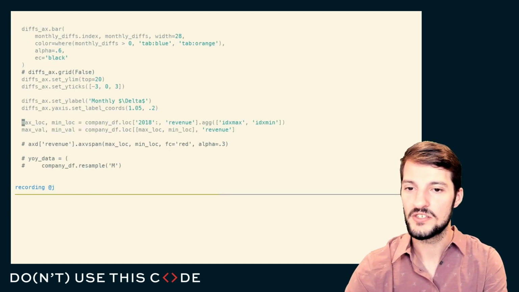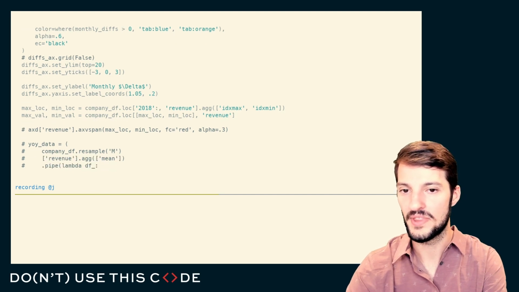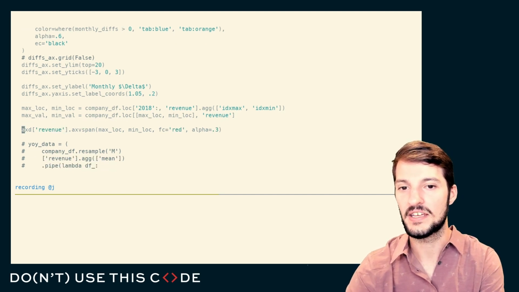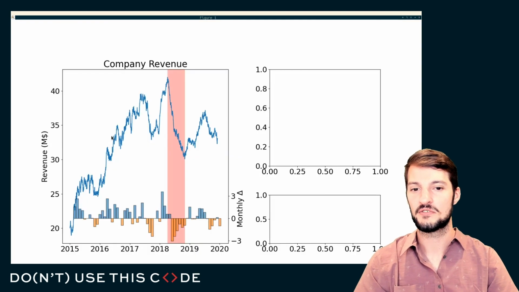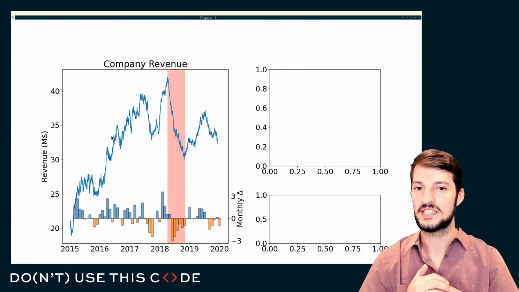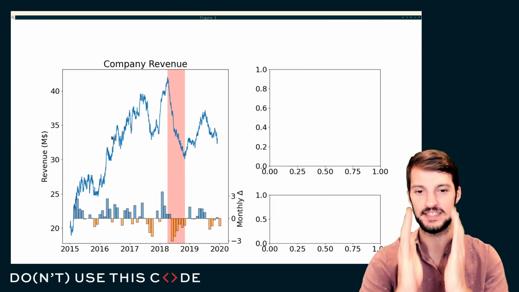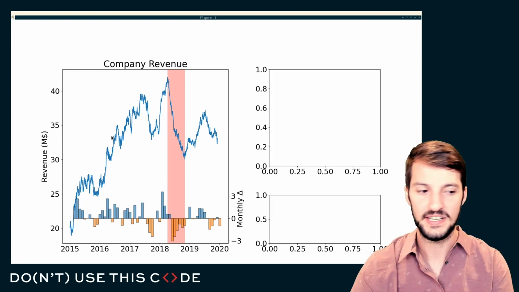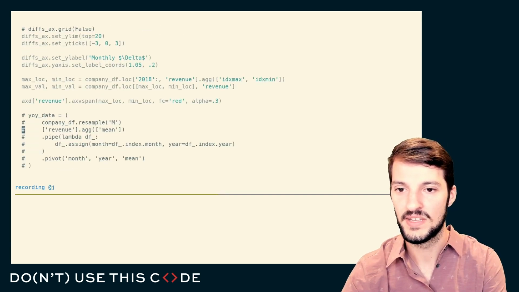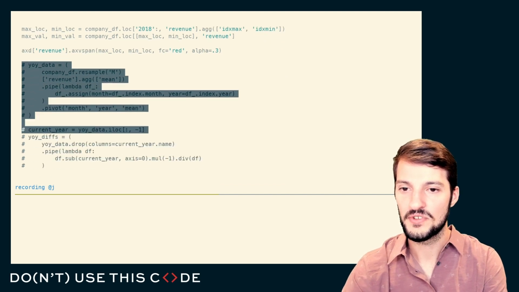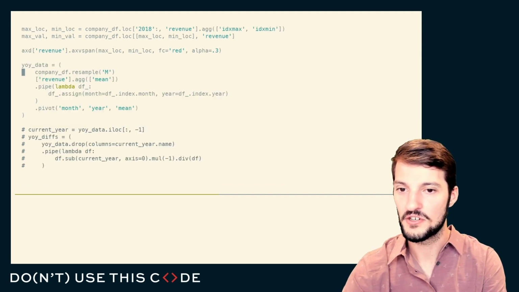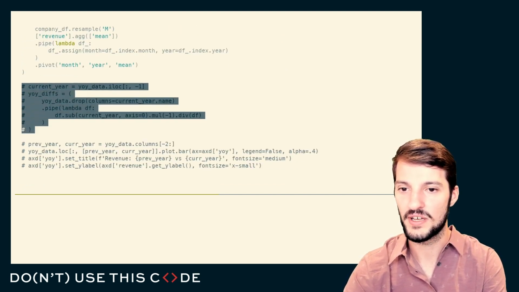Next, I want to draw attention to that drop in my revenue. And so what I'm able to do here is use an axvspan in order to highlight this is the portion of my data that I'm going to focus my analysis on. And I can redo that year-over-year analysis that we saw above, so I'll just go ahead and do that.